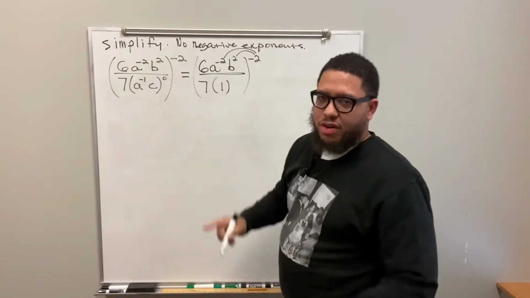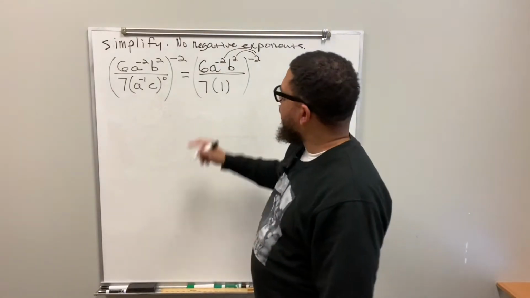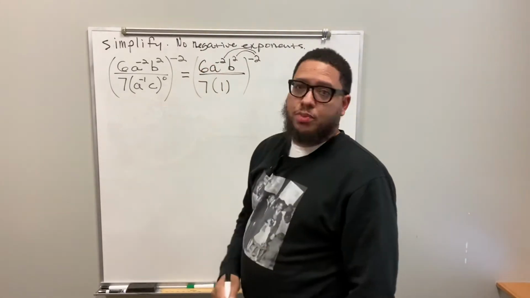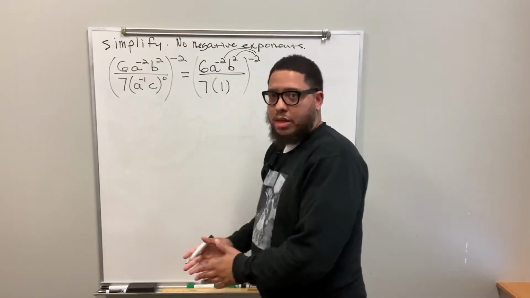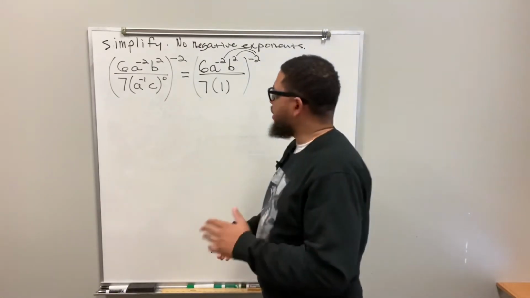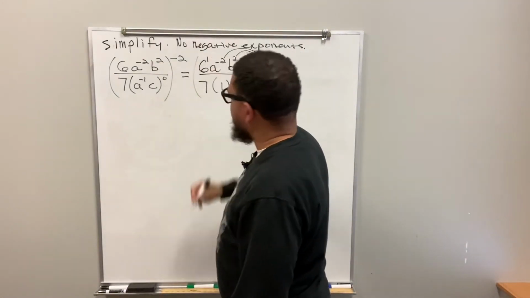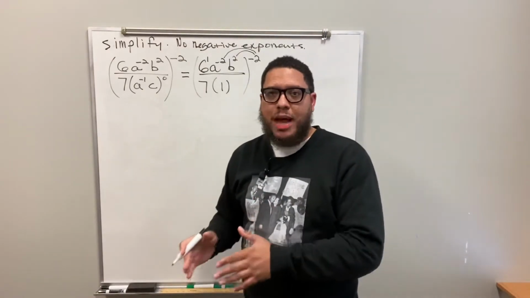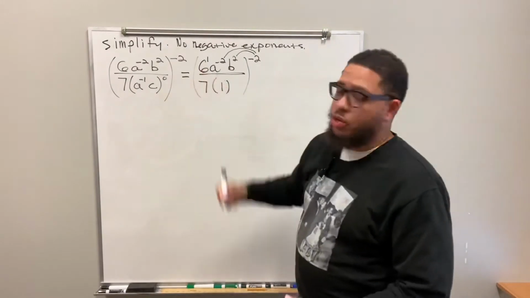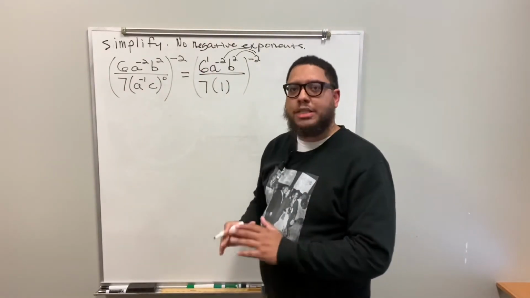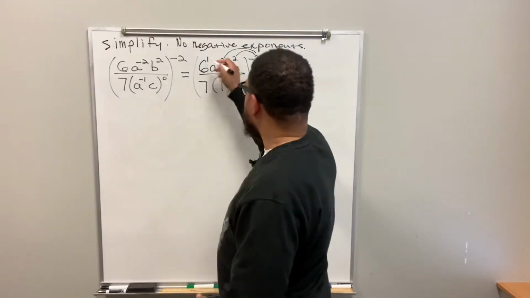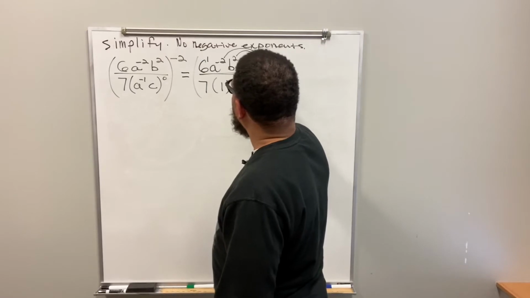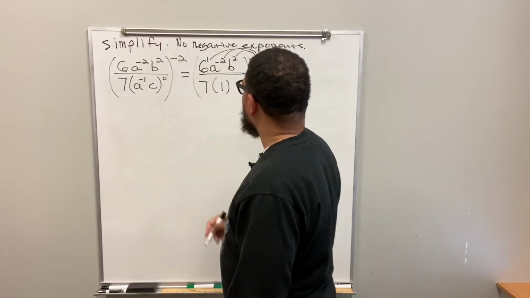Now, here's a very common error a lot of students make. They forget that 6 has an exponent also, right? It's not written, but it has an exponent. 6 has an exponent of positive 1. If no exponent is written, that means the exponent is a positive 1. So 6, even though it's a coefficient and not a variable, still has an exponent. So I'm going to multiply this negative 2 also by the positive 1.